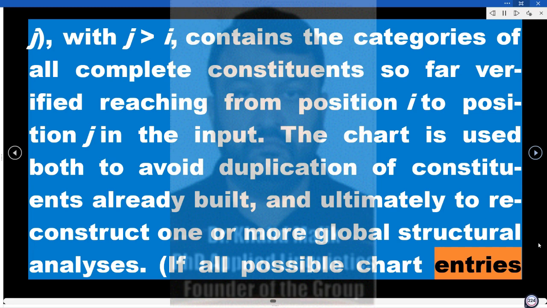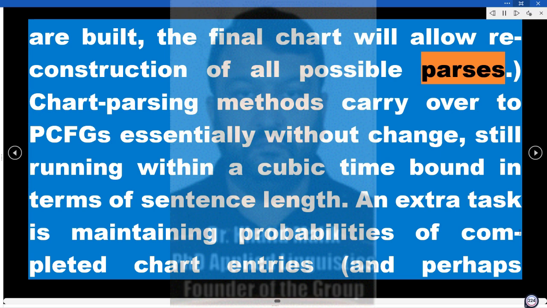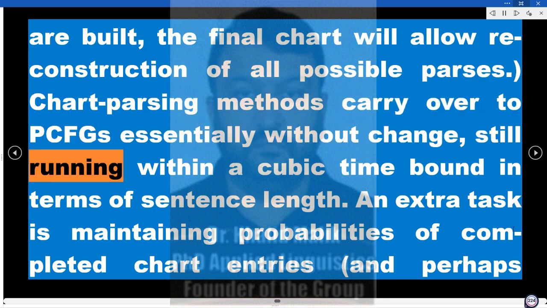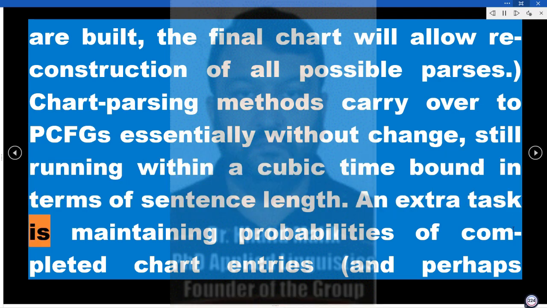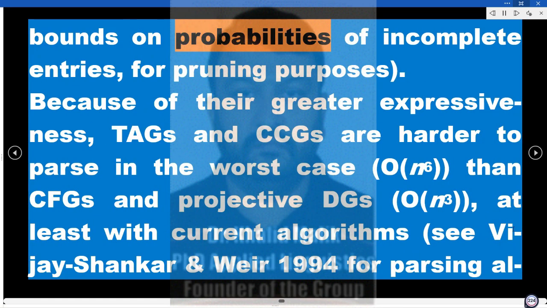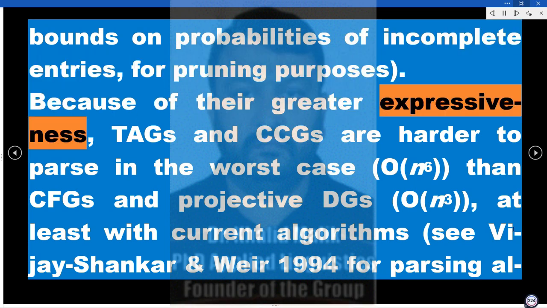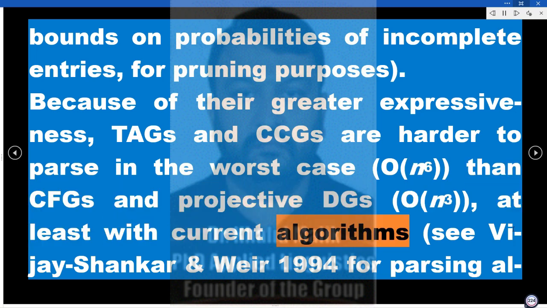If all possible chart entries are built, the final chart will allow reconstruction of all possible parses. Chart parsing methods carry over to PCFGs essentially without change, still running within a cubic time bound in terms of sentence length. An extra task is maintaining probabilities of completed chart entries, and perhaps bounds on probabilities of incomplete entries, for pruning purposes. Because of their greater expressiveness, TAGs and CCGs are harder to parse in the worst case, O(n^6), than CFGs and projective DGs, O(n^3). At least with current algorithms.